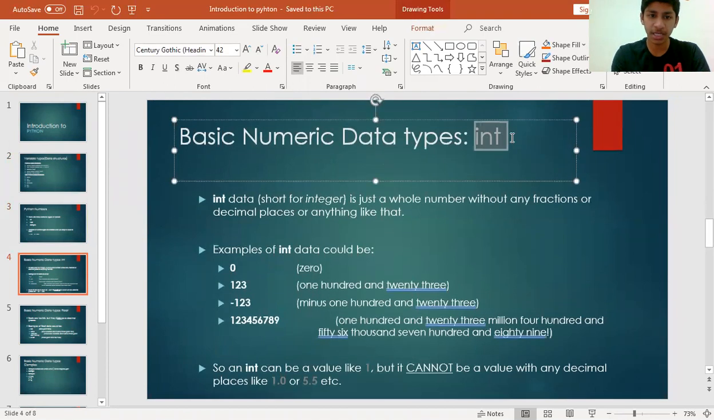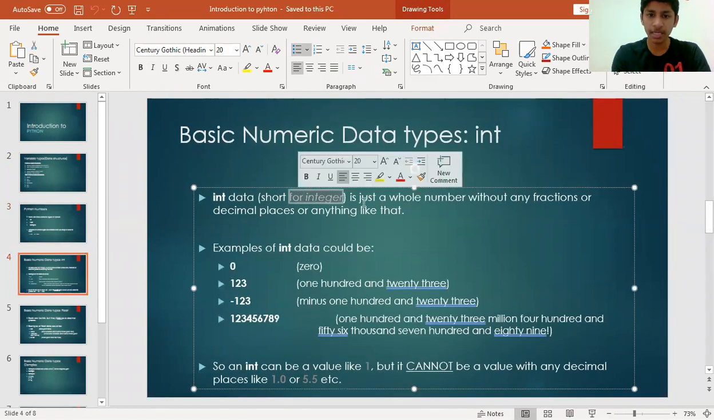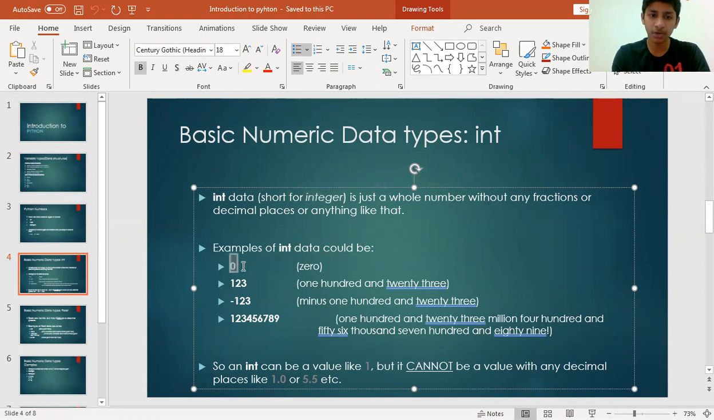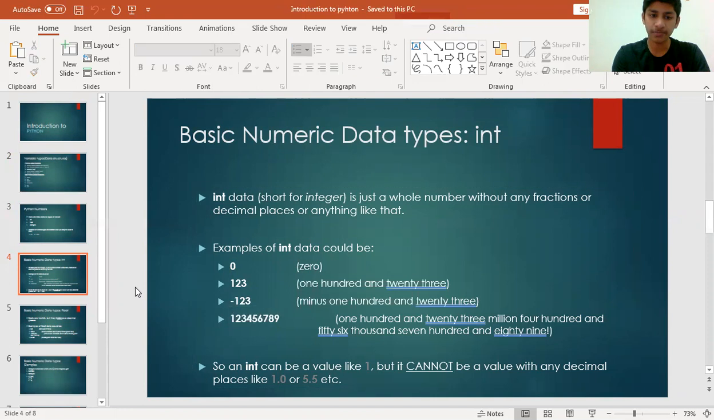And the basic numeric data type int. Int means integer, short for integer. It is just a whole number without any fractions or decimal places. Examples of int data could be 0, 123, or minus 123. It can be negative and positive numbers, but it should be integers, not alphabets. It can be a big number. So an int can be a whole value, but it cannot be a value with decimal places like 1.0 or 5.5.